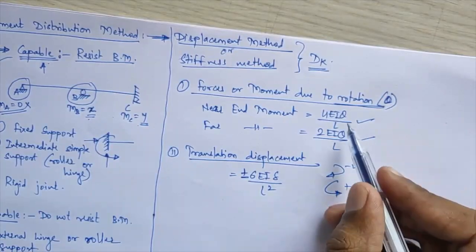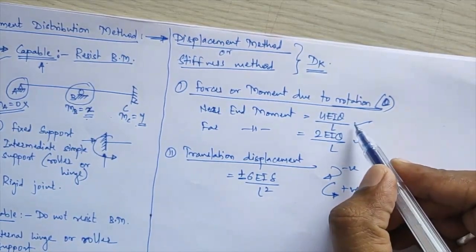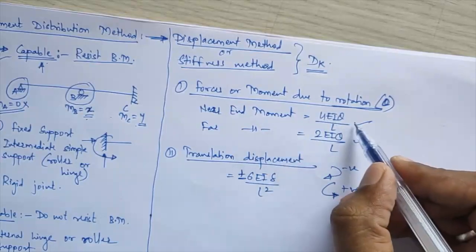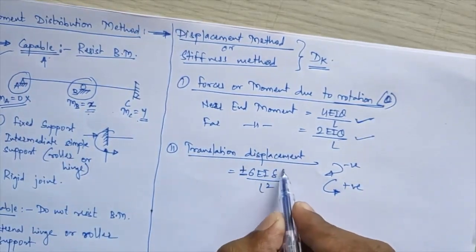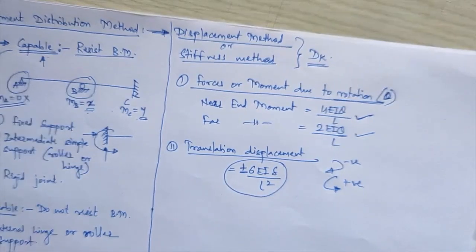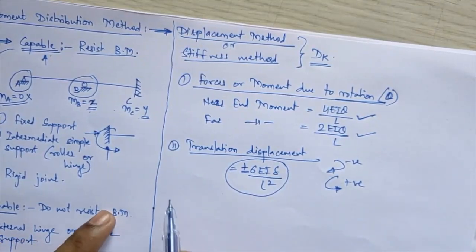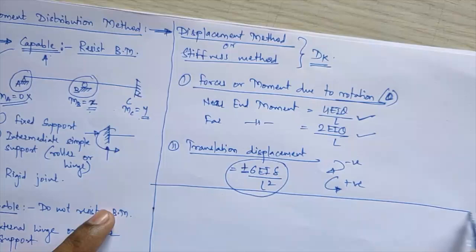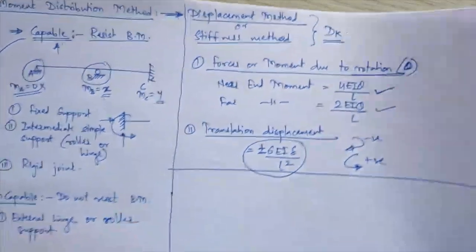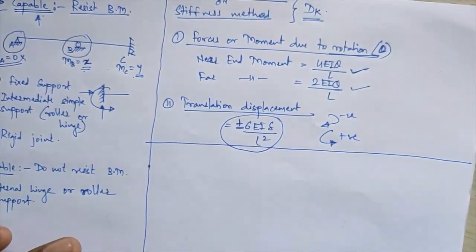So these concepts you have to again consider in your moment distribution method also. Okay, so remember this: far end rotation 2 EI theta upon L, near end rotation is 4 EI theta upon L, and rotation due to translational displacement comes equal to plus or minus 6 EI delta upon L square. Now for solving the numericals in the moment distribution method, before that we will see certain terms which are useful for the calculation purpose.